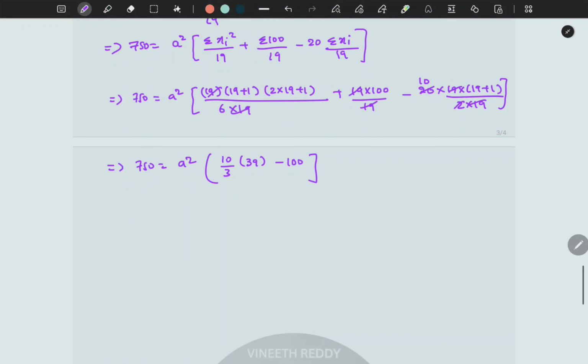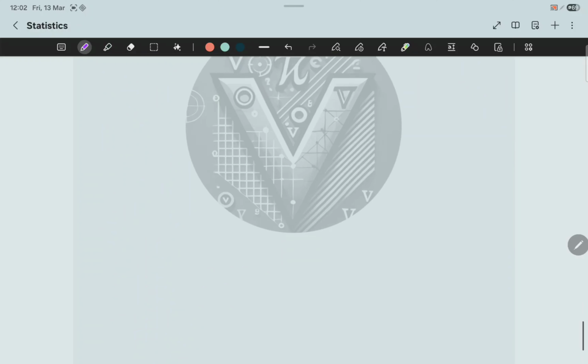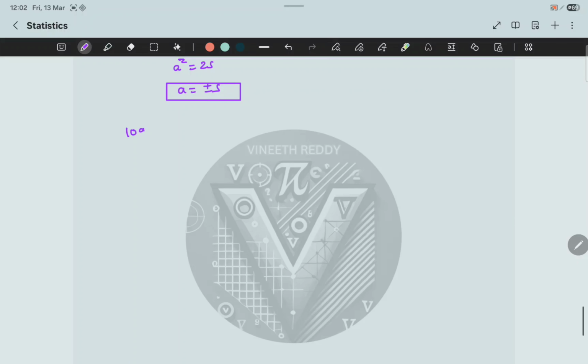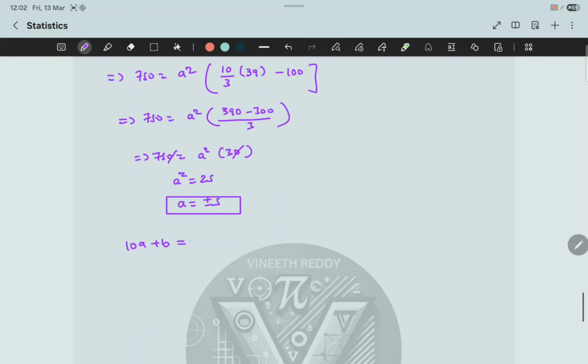So what do we get? 750 is equal to a square into 390. If I take LCM, 390 minus 300 divided by 3. 390 minus 300 is 90. 90 divided by 3 is 30. So a square will be 25. a will be equal to plus or minus 5. Plus or minus 5, and we have 10a plus b equal to 30, right?